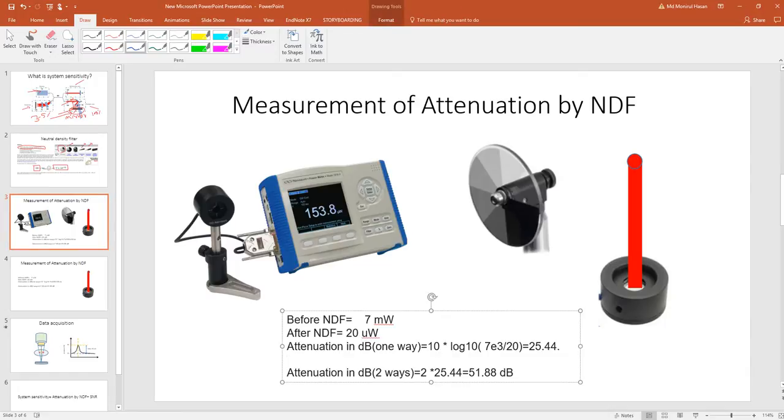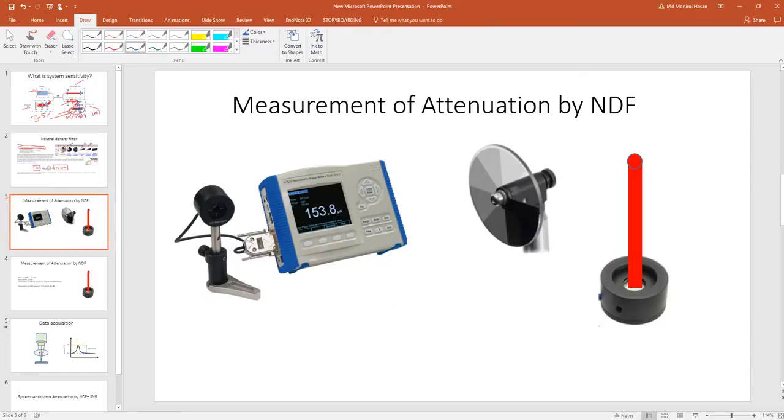Say here is the power meter. This is the power meter from Newport. This is the power head, and this is a neutral density filter, NDF. So what you need to do is, say we are sending some light over the neutral density filter here, and what we need to do first is take the measurement of how much light you are getting from the laser.